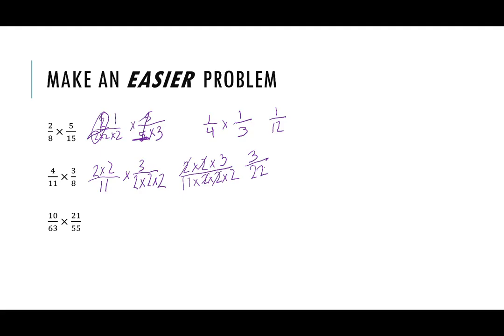Let's look at another one like that. 10 over 63 times 21 over 55. And let's break it down. I'm just going to write it small right here. 2 times 5 is 10. 21 is 3 times 7. 55 is 5 times 11. Oops, get ahead of myself. 63, that's 9 and 7, and then the 9 can break down into 2 3s. So 3 times 3 times 7. Let's give myself a little more room with that 7.